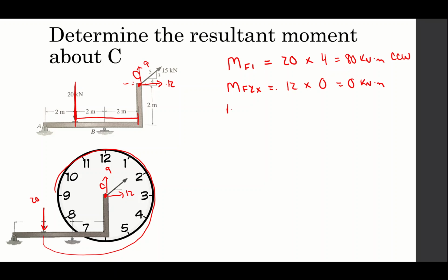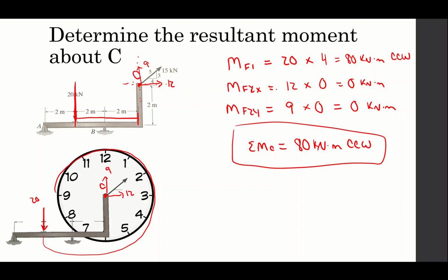Okay, and then what about F2Y? Yep, same thing. The line of action passes right through C, meaning no distance. And so my sum of the moments about C is just going to be 80, right? That's all there was. It was just that 20 kilonewtons acting on that beam.